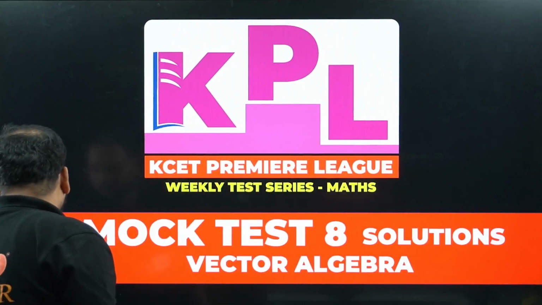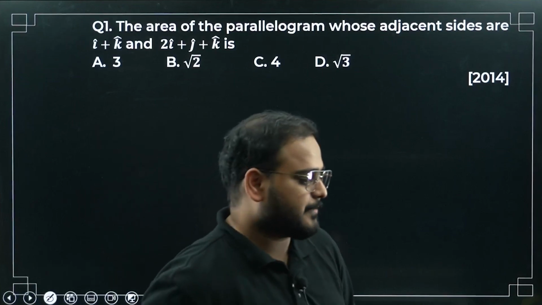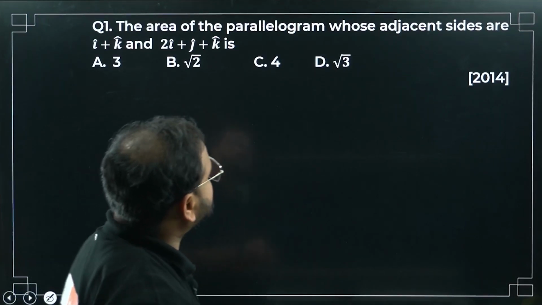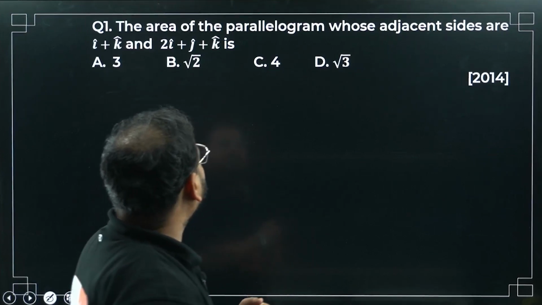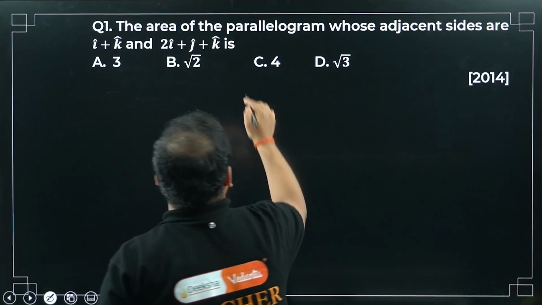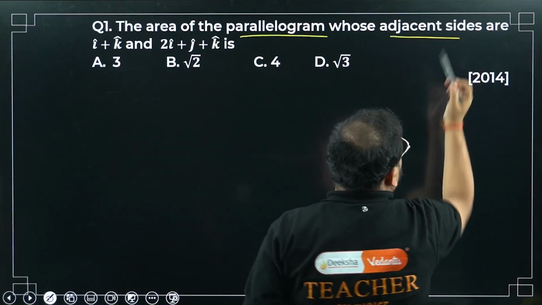Let us see question number 1. I'm hoping everybody got this answer right. Look at question number 1: the area of the parallelogram whose adjacent sides are i plus k and 2i plus j plus k. We are looking to find the area of the parallelogram, where they have given adjacent sides. Do you remember the formula?